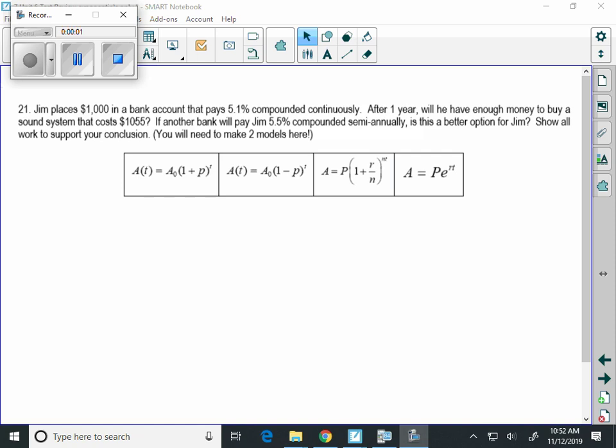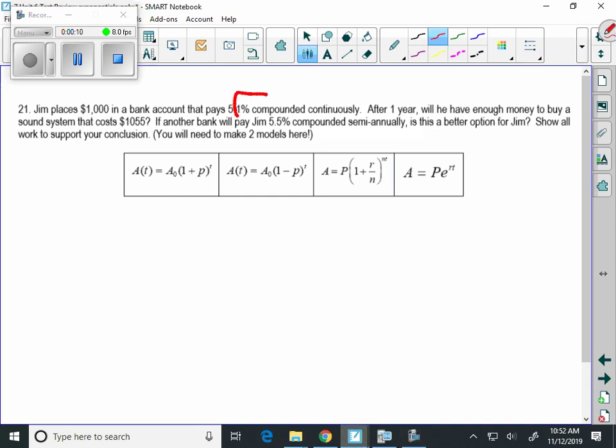Jim places $1,000 in a bank account that pays 5.1% compounded continuously. Again, before I even read the rest of the problem, what I want to point out is it's compounded continuously, because the first thing that we're going to have to do when we work on this problem is pick out the right formula. For compounded continuously, I just want to make a note here that that's going to be A equals P e to the rt. Whenever you see compounded continuously, it automatically is that formula.